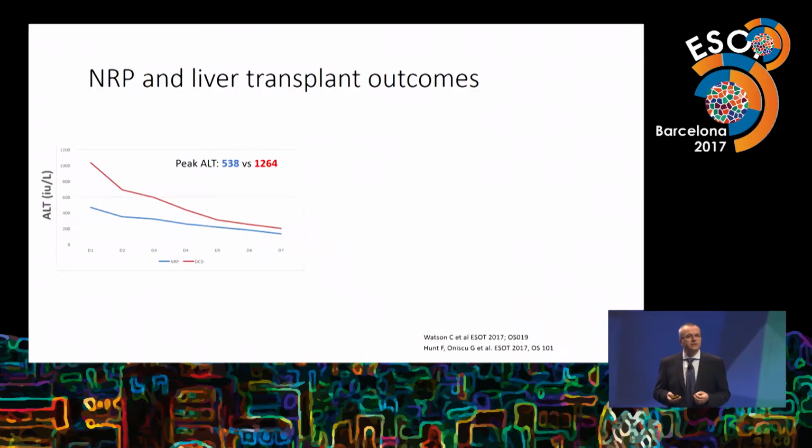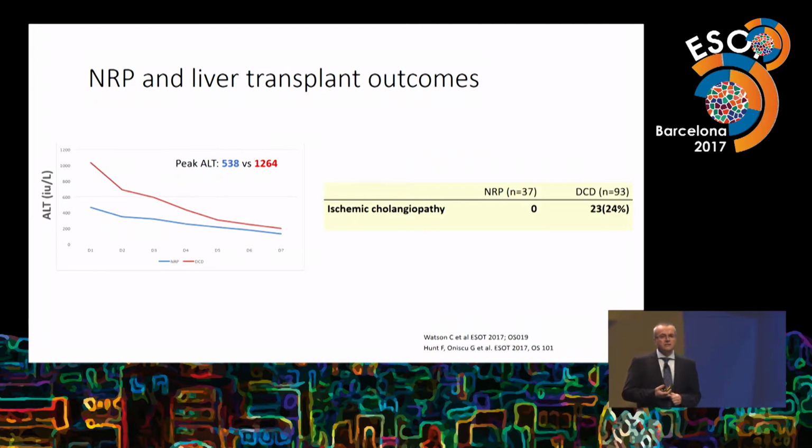all organs. And if we look at the liver first, there's a significant reduction in the ischemic reperfusion injury. But clinically more important, there is a substantial reduction in the incidence of ischemic cholangiopathy. And this is pooled data from the 2 UK abstracts presented at this conference, where we've seen a dramatic reduction in ischemic cholangiopathy rates.